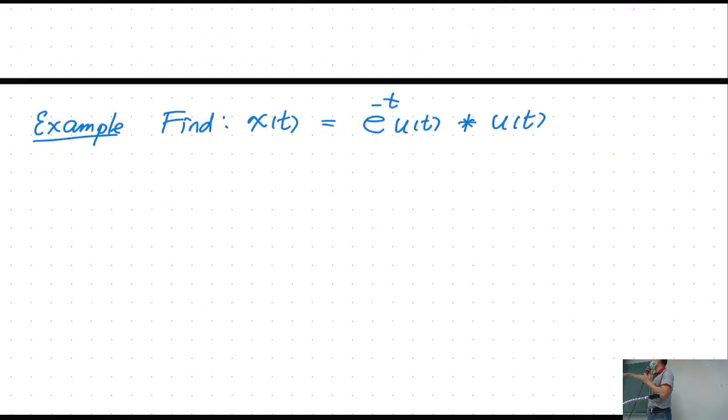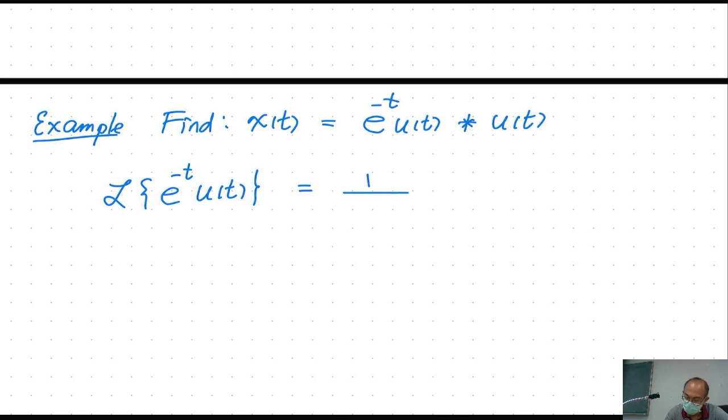Here, this is a problem to be solved in the time domain. So the first step is to convert it into the S domain, right? So we know that the Laplace transform of e to the negative t u(t) is equal to 1 over s plus 1, whereas the Laplace transform of u(t) is 1 over s. This is what we know so far.